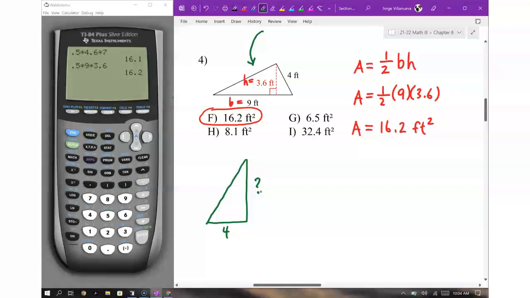Now, I do know the slant, right? This is 9. Okay? So how would you figure this out? You would have to use the Pythagorean Theorem. Remember how I told you we're not going to make you do that? But if you wanted to, you would do 4 squared plus, we'll call it x squared, equals 9 squared. So let me just show you what this would look like. Right? X squared, what is this? 75? No. 65. So x would be the square root of 65. That's what this would be.